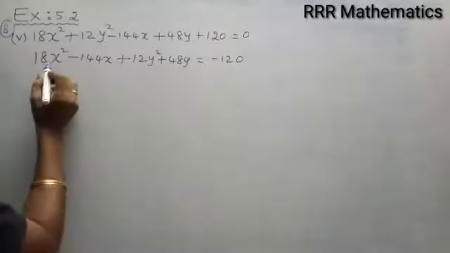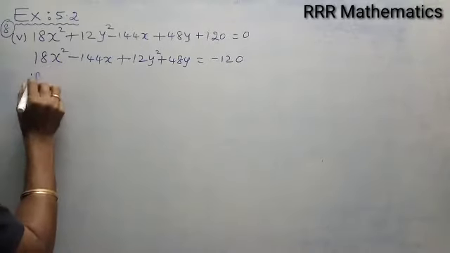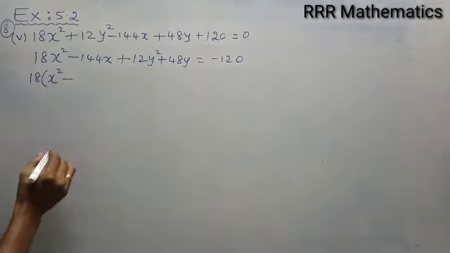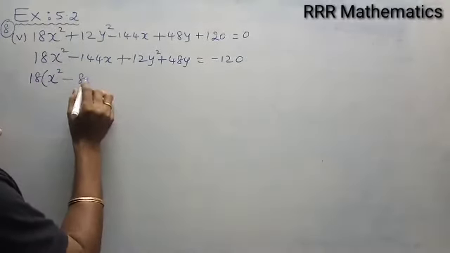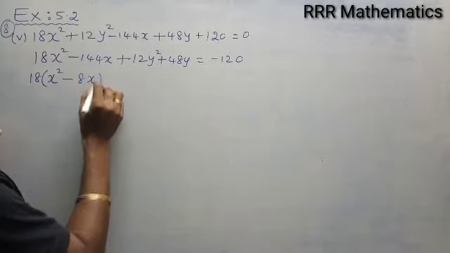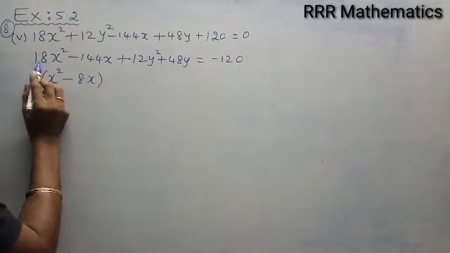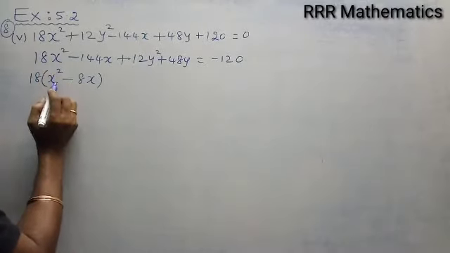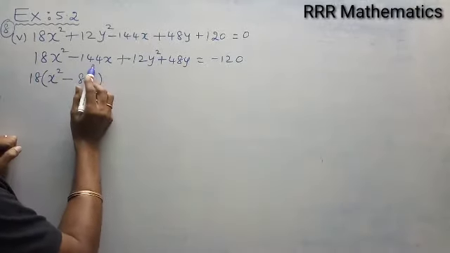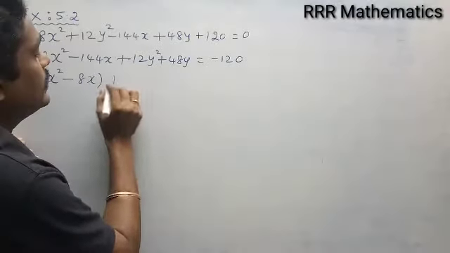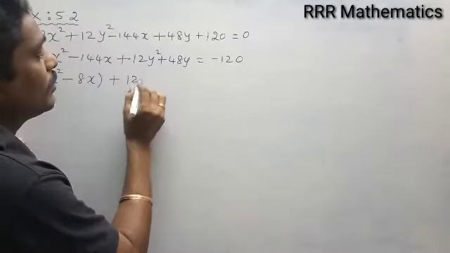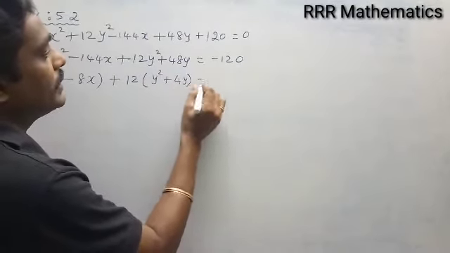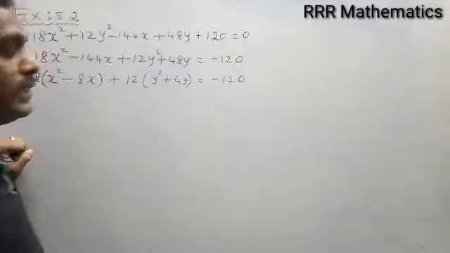First step, take the x² coefficient as common, 18. When you take 18 as common, it will be x² minus how many 18s are there? 8 times, so 8x. And here you want to take the y² coefficient, 12, as common. It will be y², and how many 12s are here? 4 times, 4y, which is equal to −120.